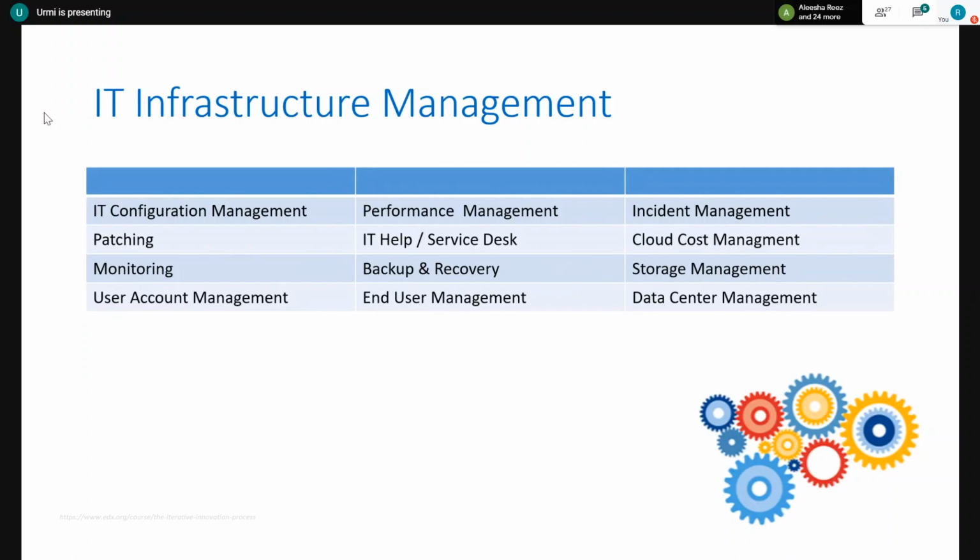We have to track changes because that helps us get out of disasters and incidents quickly. If we know what happened, then we can get to that previous stable state quickly. So IT configuration management, incident management, and change management are some of those processes from ITIL that help with managing the infrastructure.